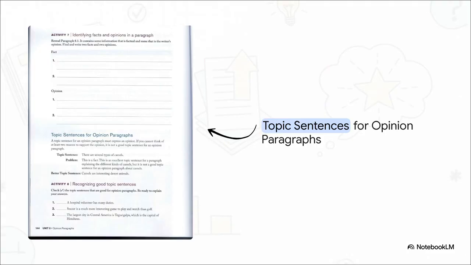And this brilliantly illustrates how these rules apply when we look at opinion paragraphs. If a paragraph is meant to persuade you or express a viewpoint, the topic sentence absolutely must express an opinion. If you can't think of at least 2 good reasons to support it, it's just not doing its job.